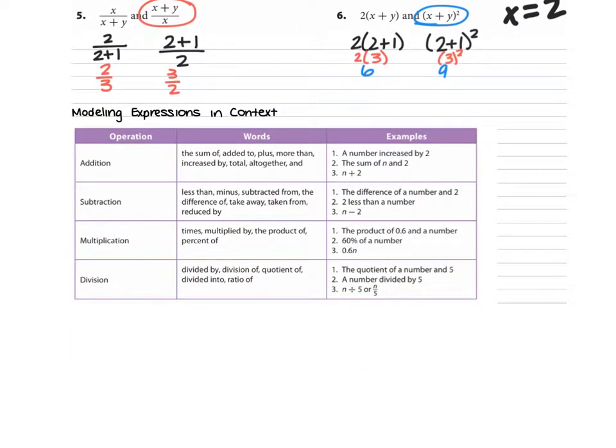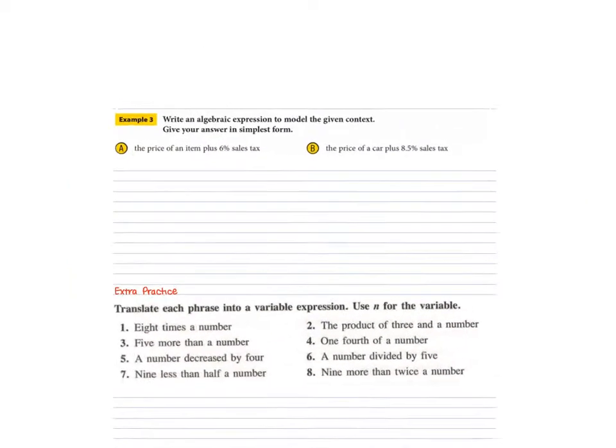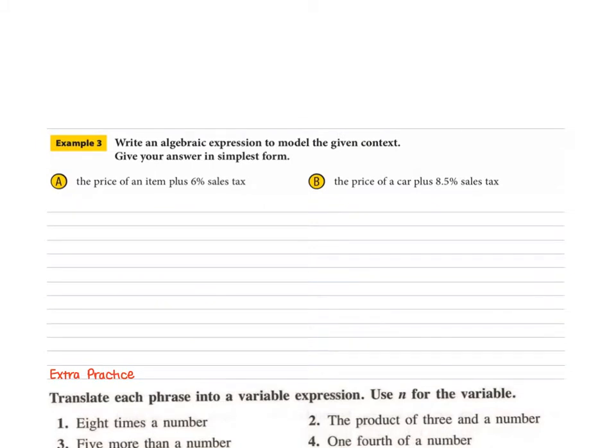We want to remember, this table here gives us keywords or expressions to look for when we're dealing with addition, subtraction, multiplication, and division. So you're now going to be forming these expressions with the wording that they're giving you. So if we look at the next example, example 3a, we're writing an expression to model the given context and giving our answer in simplest form.